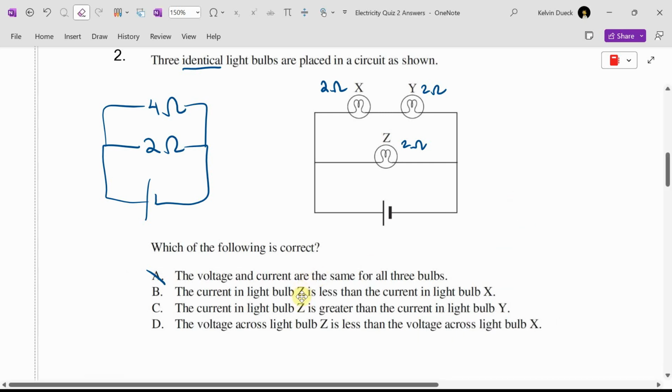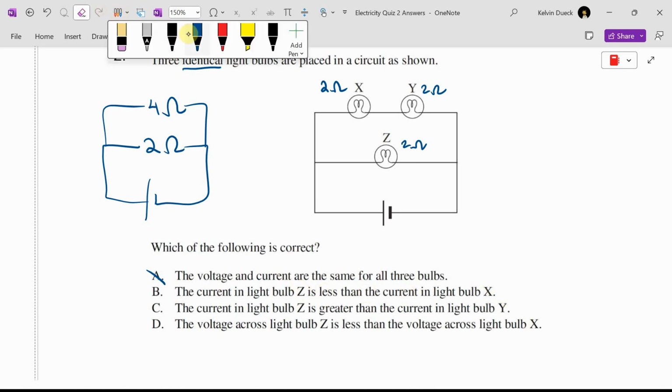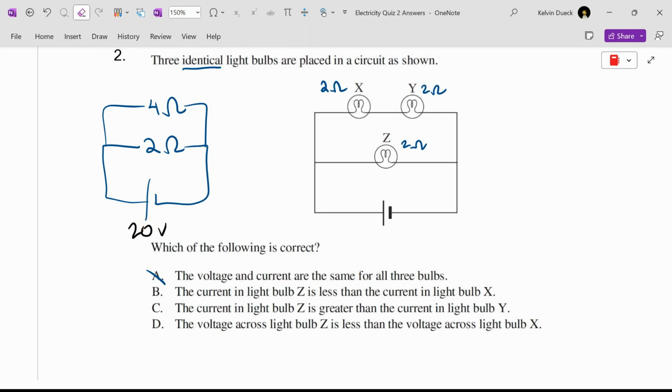The current in light bulb Z is less than the current. So let's put a voltage here, and I'll put a nice voltage. I'll go 20 volts because I think 4 and 2 all go in evenly into 20. This must be 10 amps. This must be 5 amps. The current in Z is less than the current. No, the current in Z is bigger, so that's wrong.